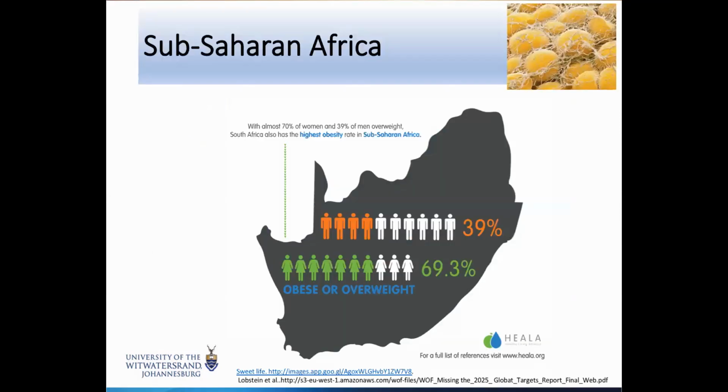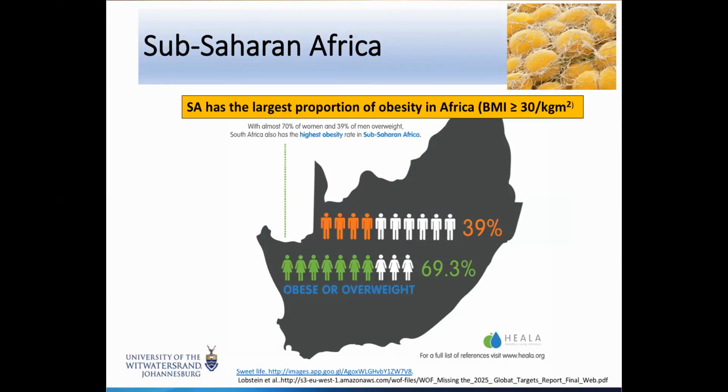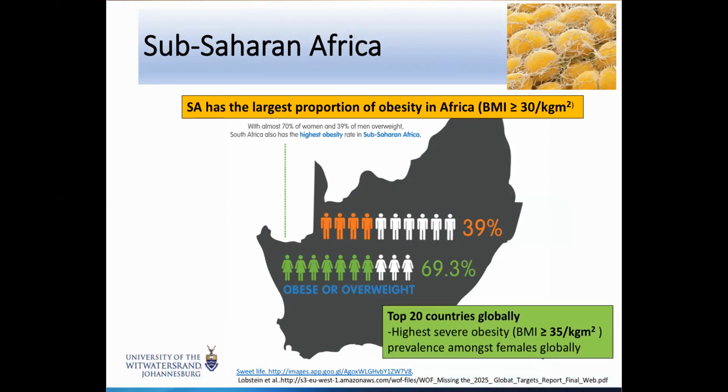Where do we lie within a local context? 70% of our women and 40% of our men are obese or overweight in Sub-Saharan Africa. South Africa has the largest proportion of obesity in Africa, with a BMI of more than 30. And where do we stand globally with regards to South African females? We have the highest severe obesity prevalence amongst females globally, and this is with regards to a category of a BMI of more than 35.